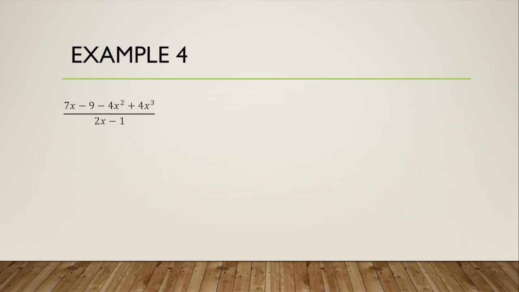Next, I have 7x minus 9 minus 4x squared plus 4x cubed, divided by 2x minus 1. So when you see this numerator, your gut instinct can be to go, ew, there's something wrong with this polynomial in the numerator. And what is it? Well, it's not written from largest to smallest degree. Things that should give you an ew gut feeling, and you know you need to fix it. So I've got 4x cubed minus 4x squared plus 7x minus 9. See, now all is right with the world. Less ew. Let's go ahead and divide.